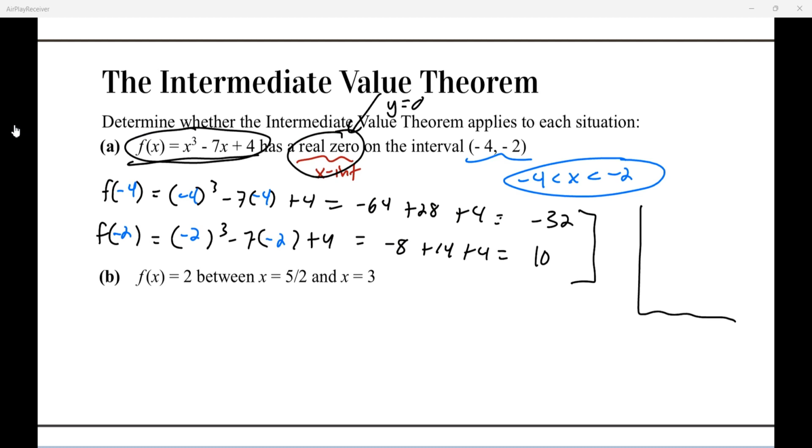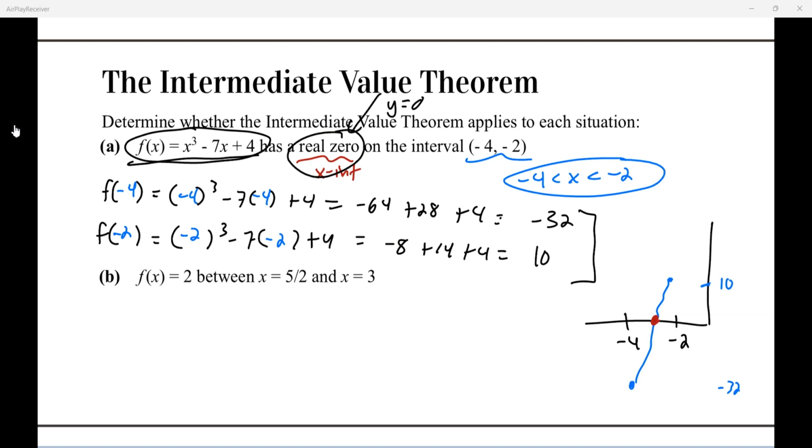Visually, or graphically, we can see that when x is -4, you have this y value of -32 down here, but then when x is -2, you have this y value right here of 10. So since the graph is all connected, somehow it's going to cross through the x-axis at some number between -4 and -2. Therefore, the intermediate value theorem is definitely going to apply in this situation.